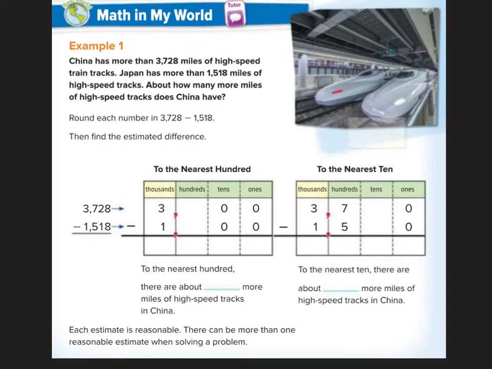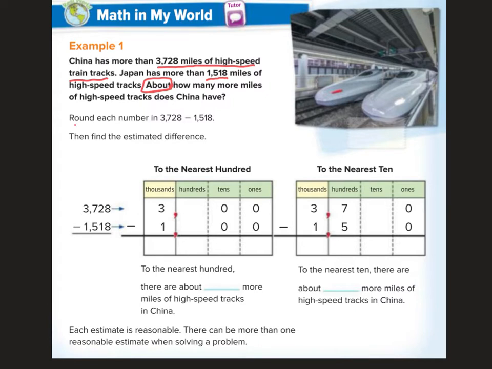Example 1. China has more than 3,728 miles of high-speed train tracks. Japan has more than 1,518 miles of high-speed tracks. Now here's our key word right here. Let's always circle it. I get a lot of kids when they get to their test, they don't circle it, and then they think, oh, maybe I need to estimate. Oh, maybe I need to find an exact answer. Well, you can't know if you're not circling, right? So that circling helps your brain know, okay, I'm going to estimate. I don't need an exact answer. About how many more miles of high-speed tracks does China have?